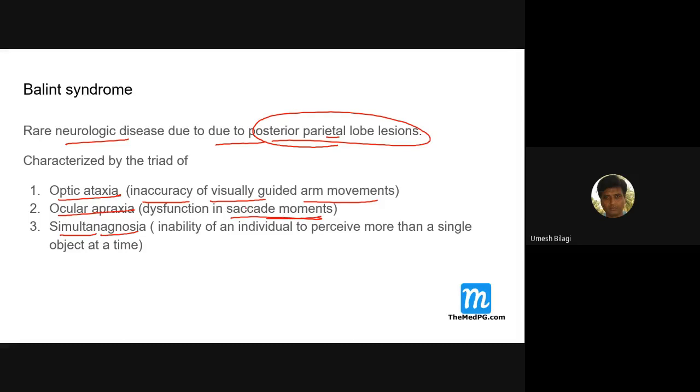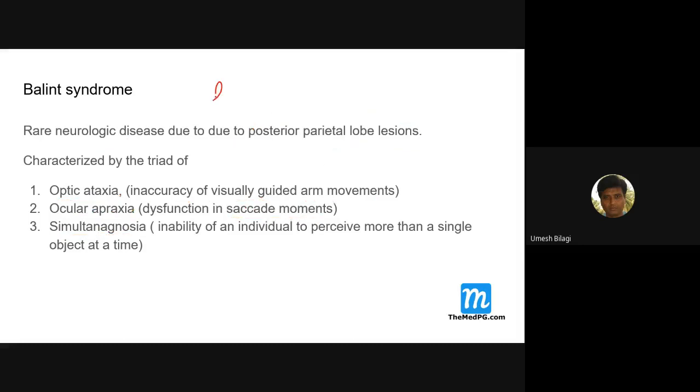What are saccadic movements? I told about this. If there is a fast moving object, we can suddenly focus our eyeballs on that. That is a saccadic movement. In Balint syndrome, that is a defect. And if you give a pen to a person, he'll say pen. But if you give two or three things in his hand and ask him to pick up the pen, he won't be able to. That is simultanagnosia. That is there in this syndrome, and the lesion is in the posterior parietal lobe.